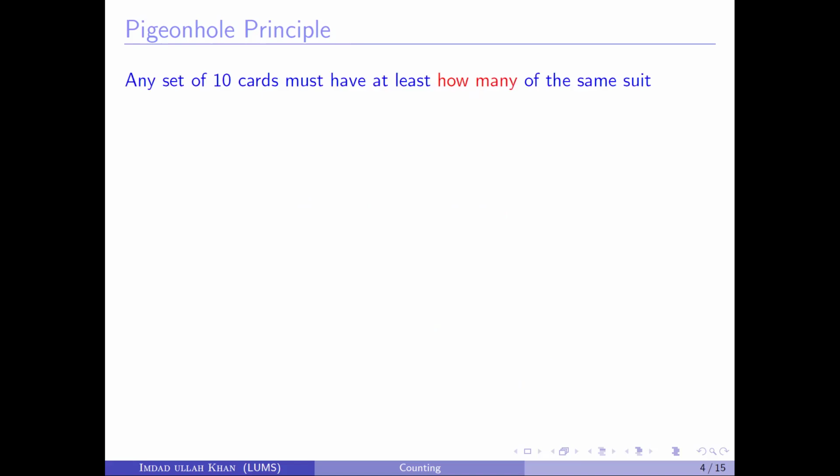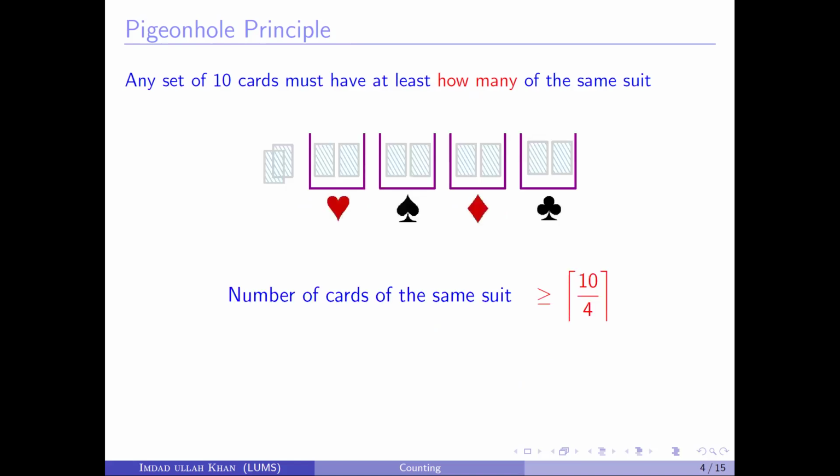Any set of 10 cards must have at least how many of the same suit? If you think of 10 cards and we try to scatter them as much as possible, we can't. We start placing 1 card in each bucket, so we'll be done with 4 cards. We start placing one more card in each bucket, so each bucket is now containing 2 cards, but we are still left with 2 more cards. That's a leftover. So if we only think of 8 cards and we have 4 different types of cards, 8 over 4 is the answer.